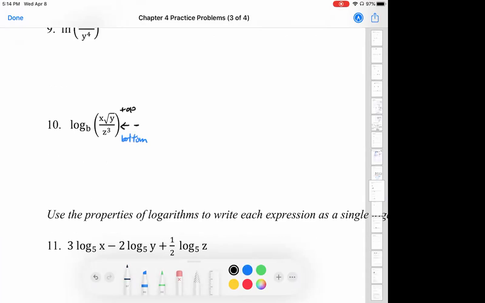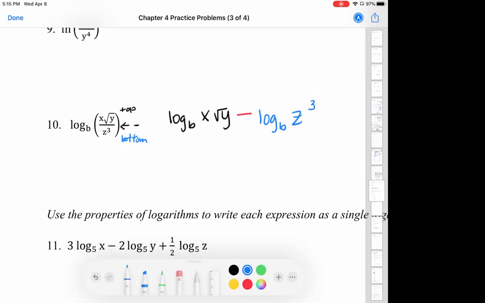so that we have log base b of x square root of y, and this is what we did, minus the bottom, which is log base b of z cubed. So I subtracted the top minus the bottom, and instead of using one log, I now am using two logs. That's how the quotient rule works.